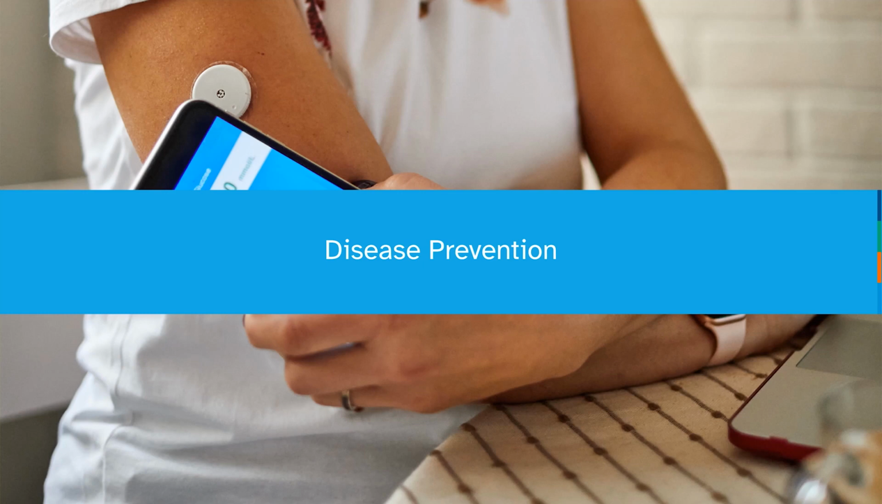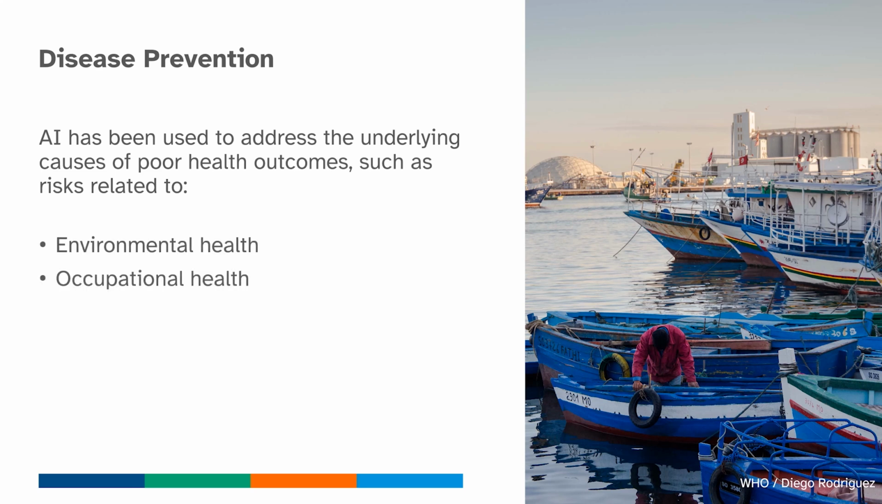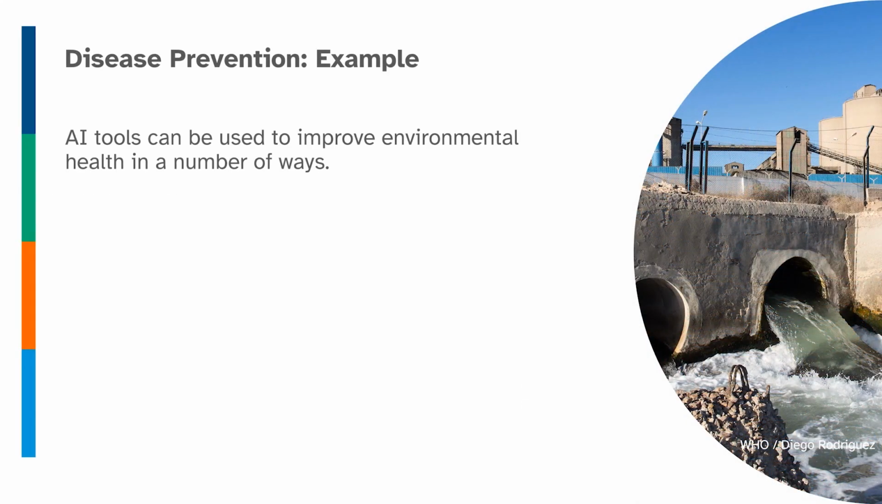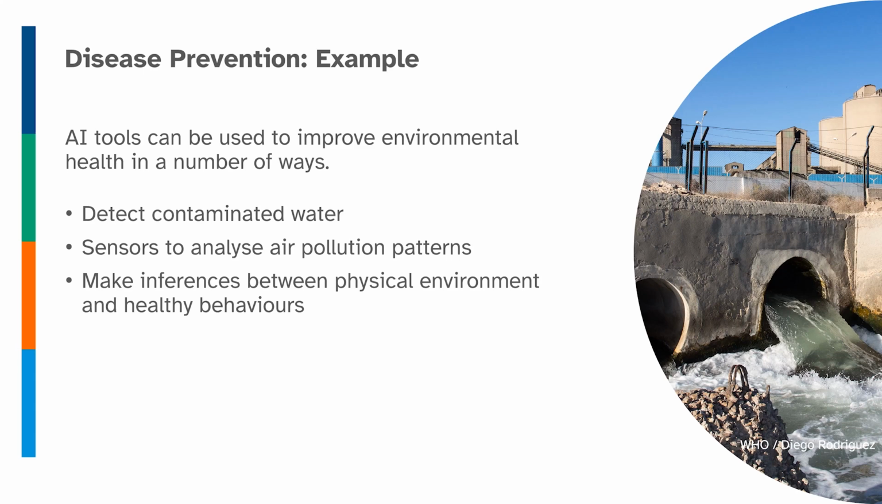Disease prevention. In terms of disease prevention, AI has been used to address the underlying causes of poor health outcomes, such as risks related to environmental and occupational health. AI tools can be used to improve environmental health in a number of ways. For example, AI tools can detect bacterial contamination in water treatment plants and both simplify the detection process and lower the costs. Sensors to analyze air pollution patterns can improve environmental health. And machine learning can be used to make inferences between the physical environment and healthy behavior.